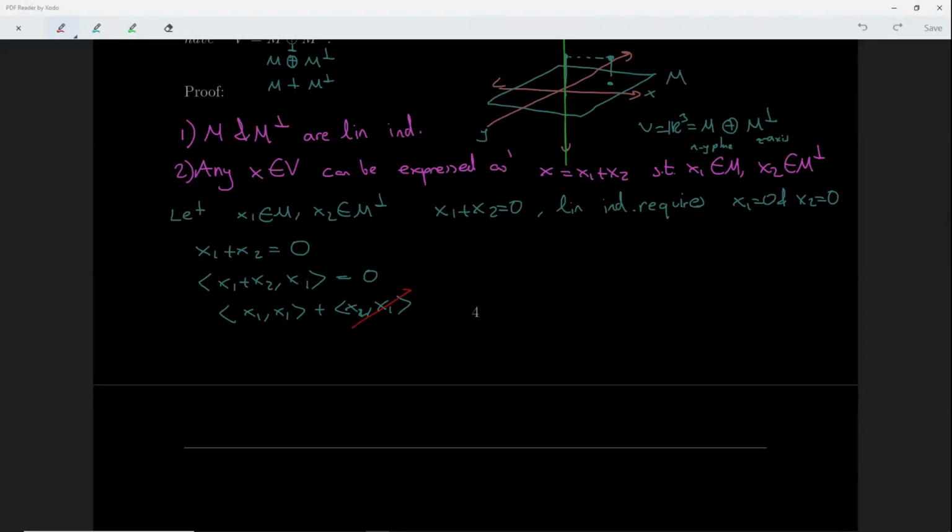Exactly, so this has to be equal to 0, right? Because they're orthogonal vectors. Good, and furthermore, I can write down the inner product of a vector with itself as a norm as well, right? So I can write about the first term, norm x1 squared is equal to 0. And from there, if the norm of a vector is equal to 0, from the positive definiteness of the norm function, I can say x1 is equal to 0.